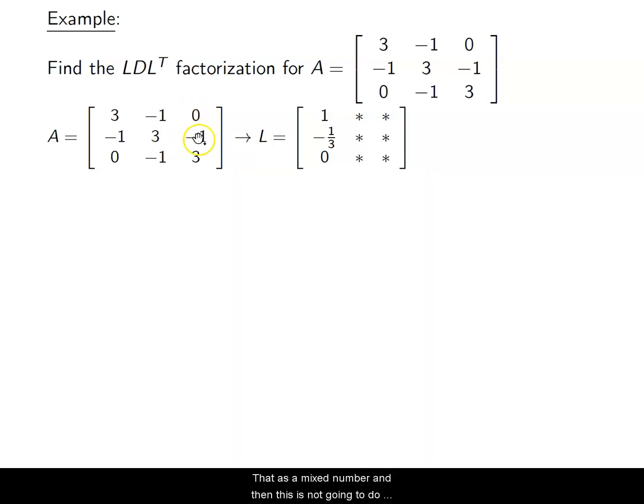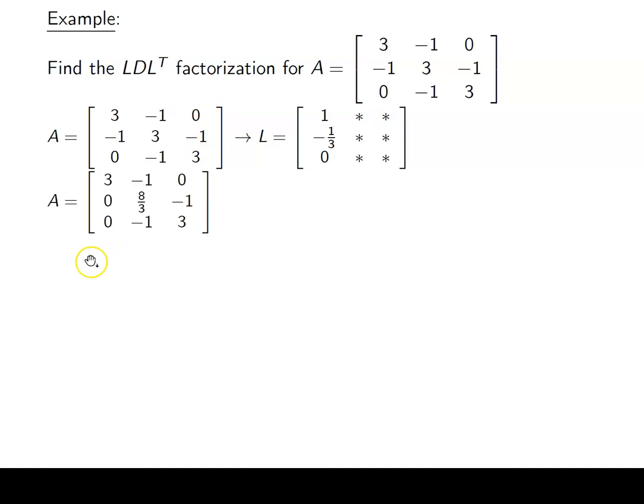And then this is not going to do anything because I'm not adding anything, right? So A1. So my next A will have the last thing the same. This is 2 2/3, right? 8/3 is 2 2/3, but obviously we write it as an improper fraction, not as some elementary school mixed number, okay? And obviously this one stays the same.